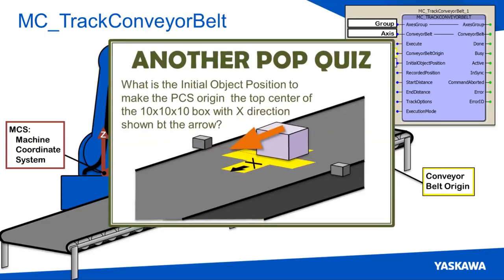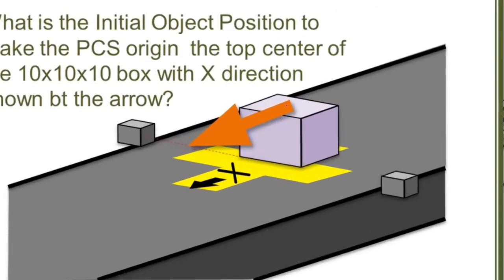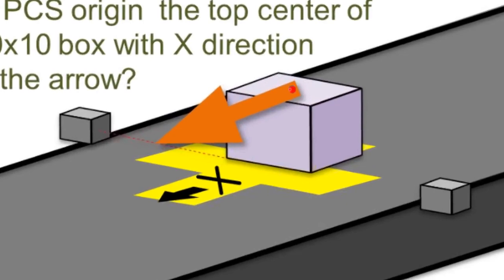Which brings up another pop quiz. What if I don't want it there? What if I want it at the base of this arrow? This may be a little bit confusing here, but I want the origin to be right here in the middle, along the same x-axis that the conveyor belt is traveling. So this is my origin here at the base of that arrow, following along the x-axis of the conveyor belt.